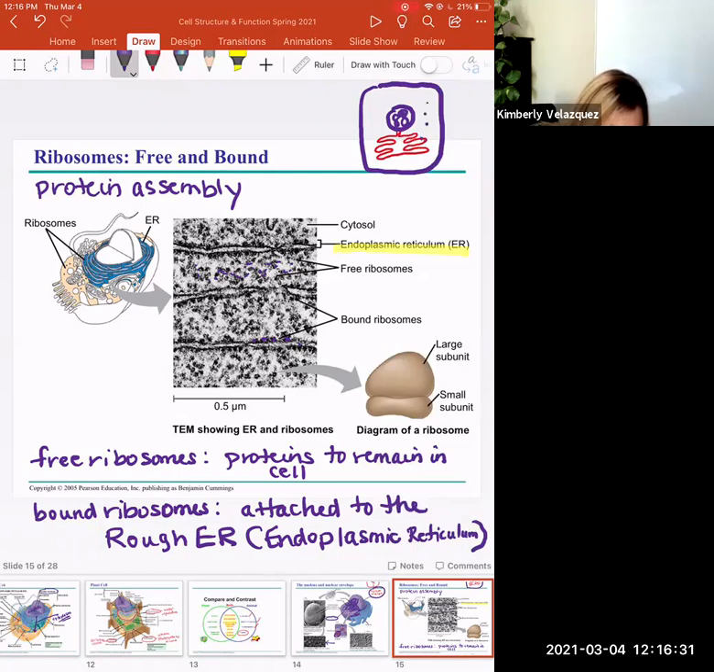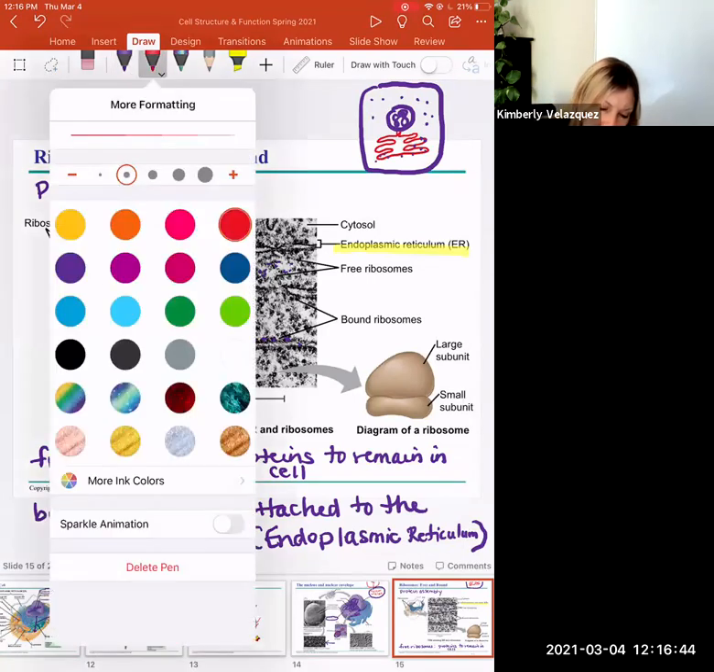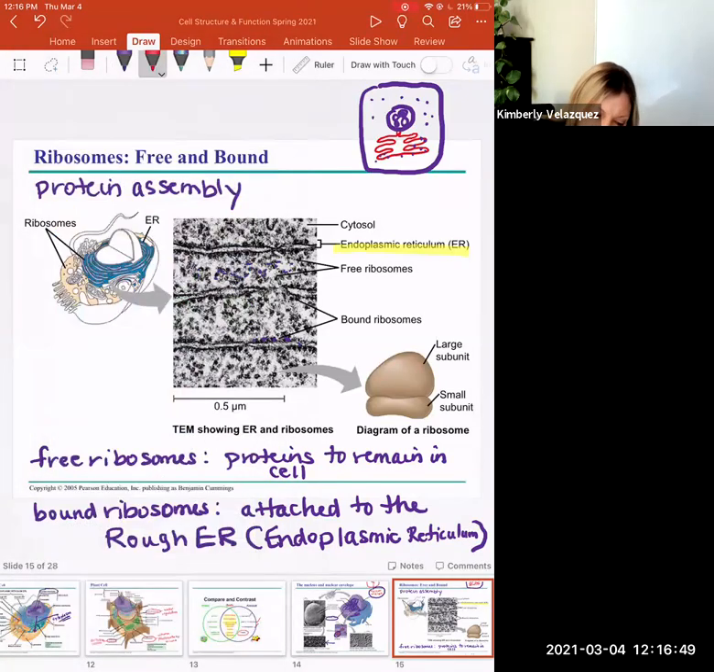Okay, remember there's some free ribosomes in the cell. That's where we're going to make proteins that stay in the cell. But then attached to this membranous ER are some other ribosomes. If we blow up that ER, I'm going to blow it up bigger. Blow up that ER right here. Here are the little ribosomes on the outside.